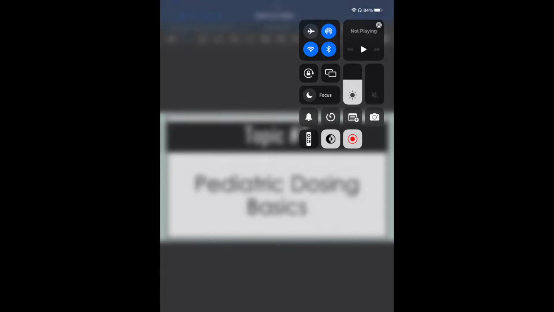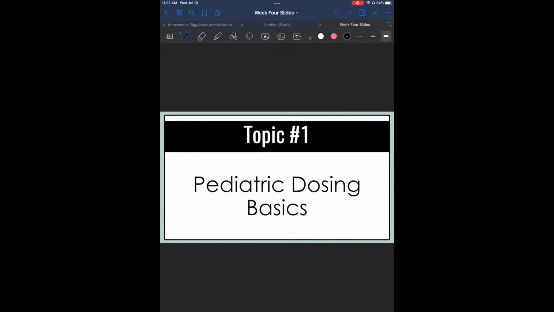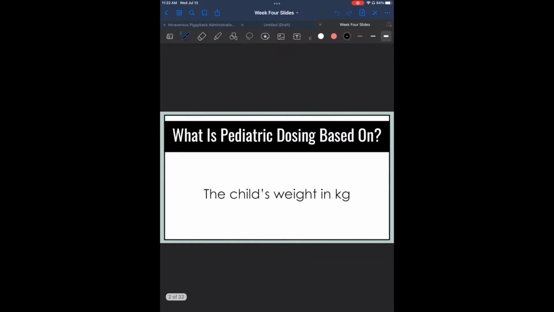All right, guys, so we're going to look at the first topic for the pediatric stuff, which is the pediatric dosing basics. The biggest point to take away from all of this is that all pediatric dosing is based on the child's weight in kilograms. This is important. Make sure that their weight is in kilograms before you start solving your problems. If it's not in kilograms, then you're going to have to convert whatever weight is given to you to kilograms.